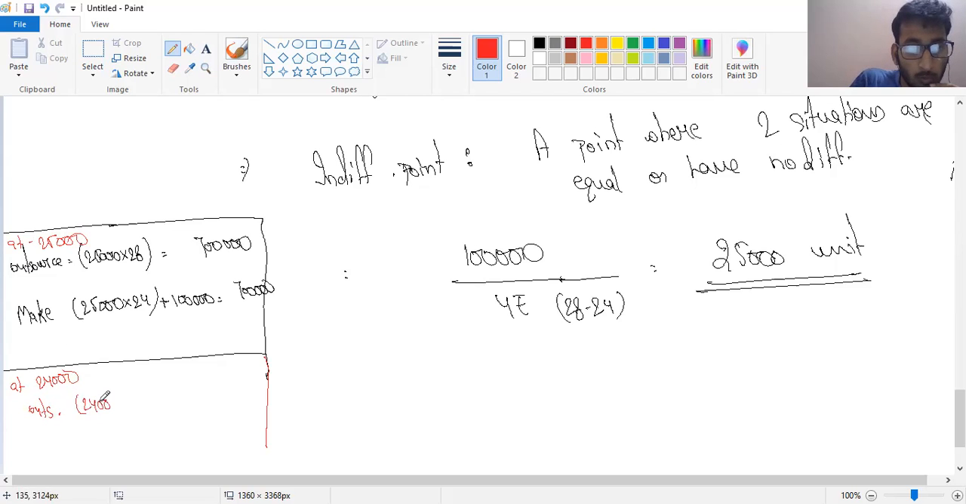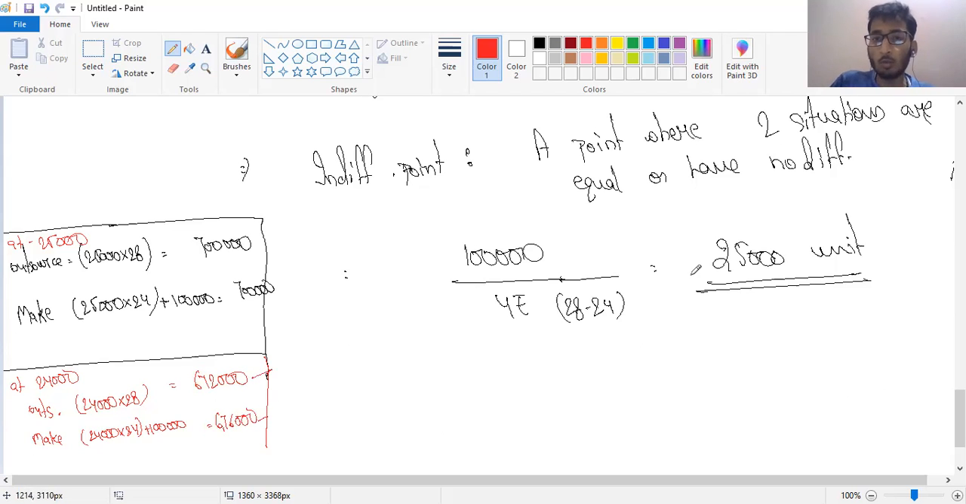So at 24,000, what would be my outsourcing cost? It would be this. And what would be my making cost? It would be 24,000 multiplied by 24 plus 1 lakh. Fixed cost would be the same. Just calculate once. I am saying that below 25,000, outsourcing would be cheaper for you. So 24,000 multiplied by 28 is 6,72,000. And 24,000 multiplied by 24 plus the fixed cost is 6,76,000. So I'm saying outsourcing is cheaper. So what can I conclude with this 25,000?